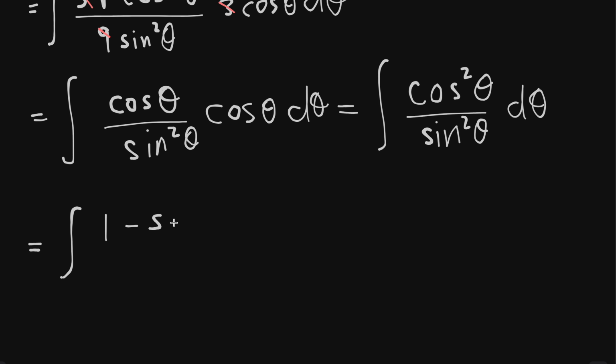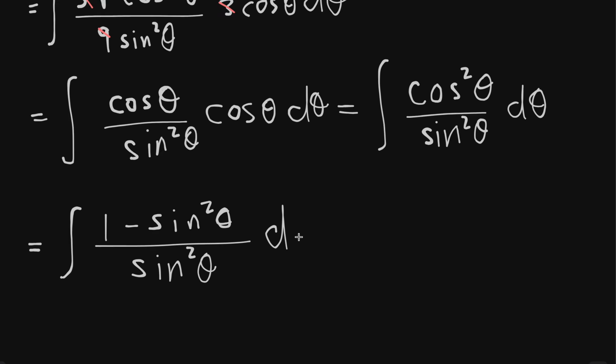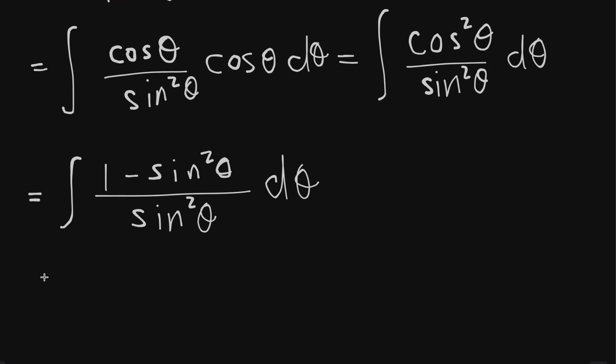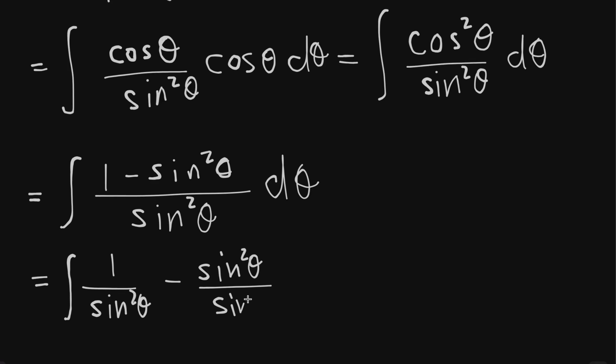So we have 1 minus sine squared of theta over sine squared of theta, d theta. Okay, well, if you have a difference in your numerator, then you can split that into two separate fractions. So we can split it into 1 over sine squared of theta minus sine squared of theta over sine squared of theta, which is just going to become 1. And 1 is a very easy thing to integrate.